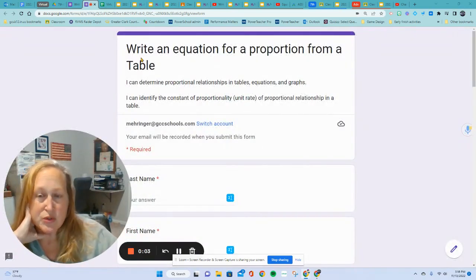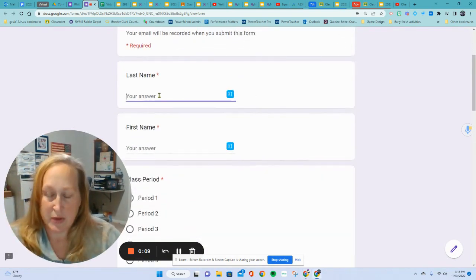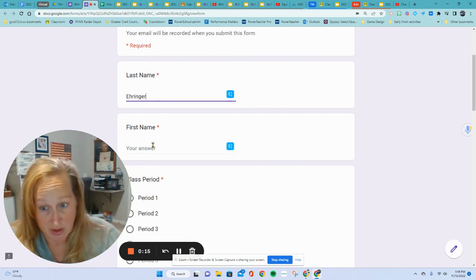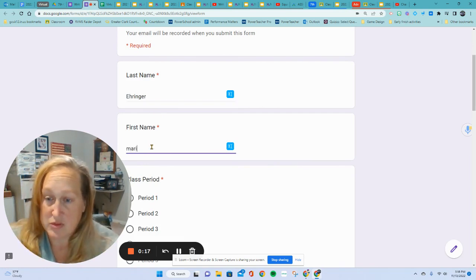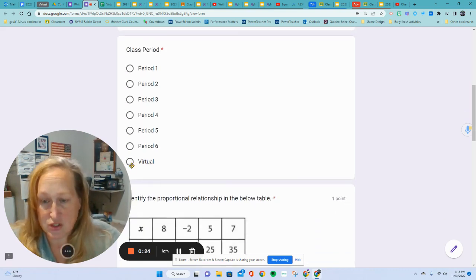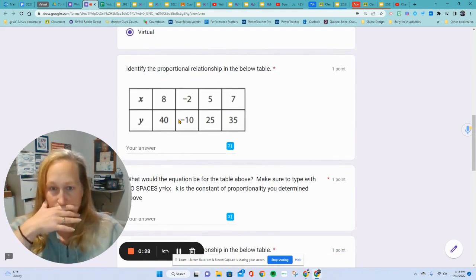Okay, we are going to learn how to run an equation for a proportion from a table. You need to go ahead and type in your last name and your first name, or if you're doing this on paper, make sure that you are putting your name on your paper. So now is a good time to do that while I'm typing mine. Put in what class periods you're in. I'm going to put that I'm virtual, but we're going to look at this table.